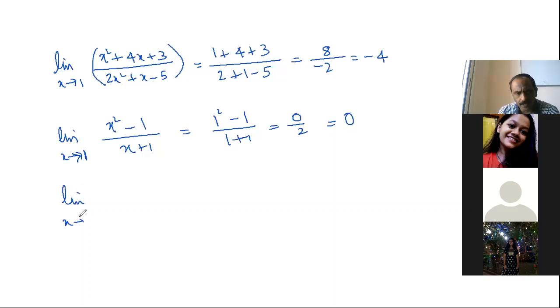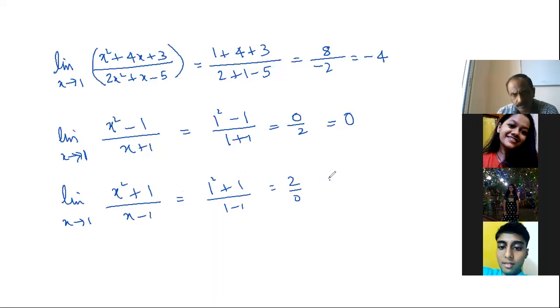Limit x tending to 1, x square plus 1 upon x minus 1. 1 square plus 1 upon 1 minus 1, that is 2 by 0, does not exist. So this function does not have a limit. That means this will not approach any particular number.